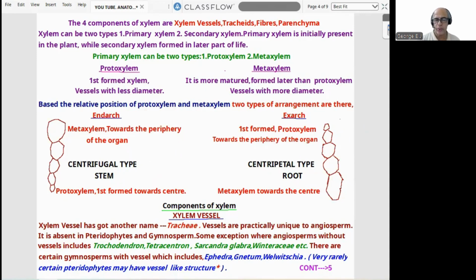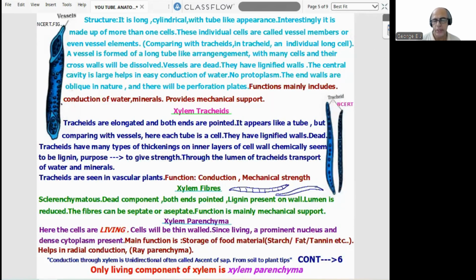That includes Trochodendron, Tetracentron, Sarcandra glabra, and Winteraceae. These are angiosperms, but with no vessel. The counter also exists. There are certain gymnosperms with vessels, which include Ephedra, Gnetum, and Welwitschia, the most advanced gymnosperms. Some scientists say that very rarely certain pteridophytes may have vessel-like structures. I think that page is clear. Now we can continue with the vessel on the next page, with the diagram.